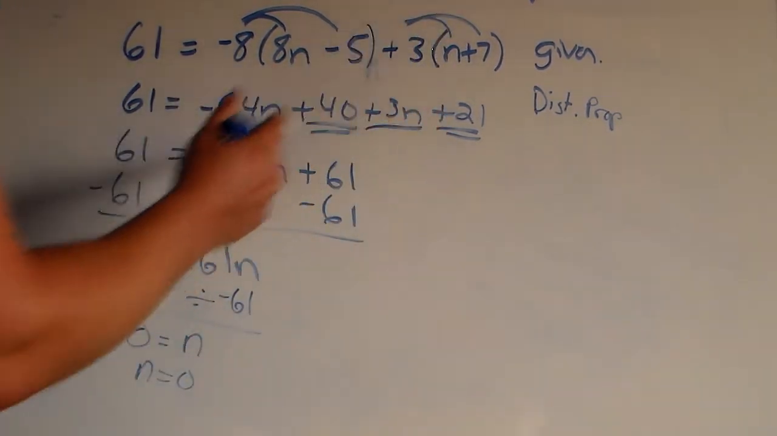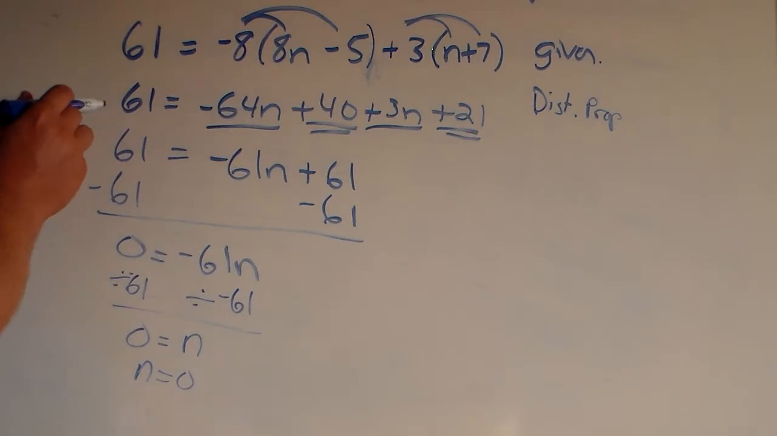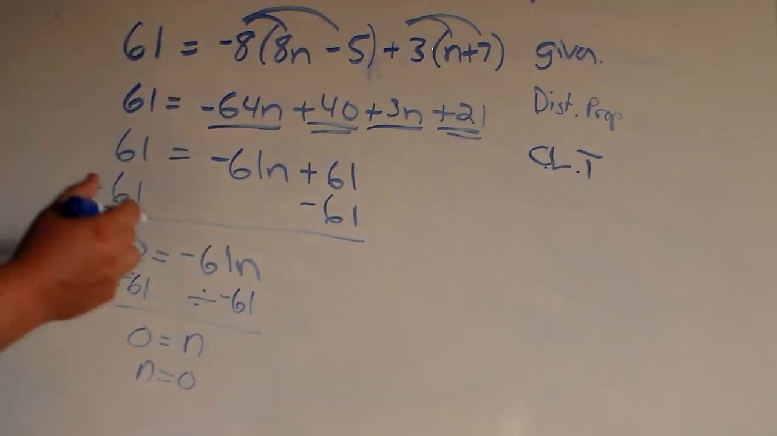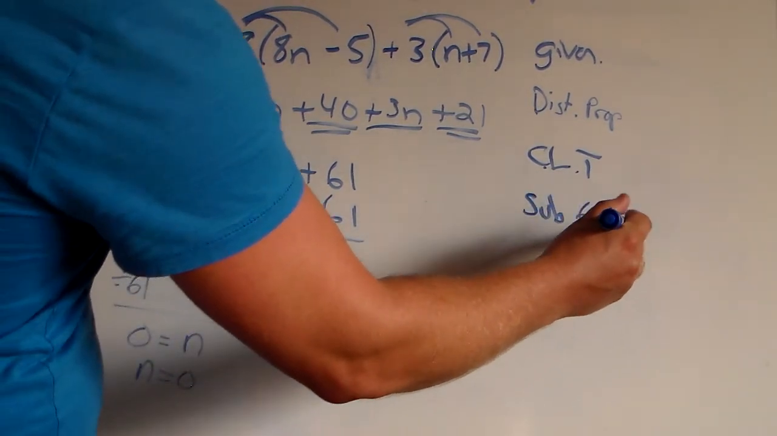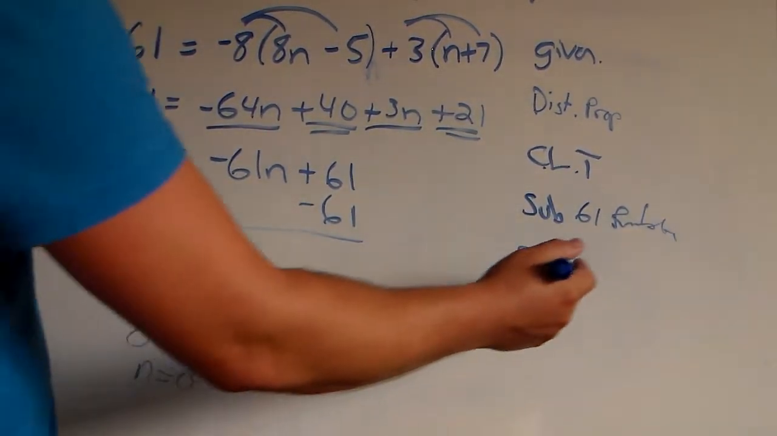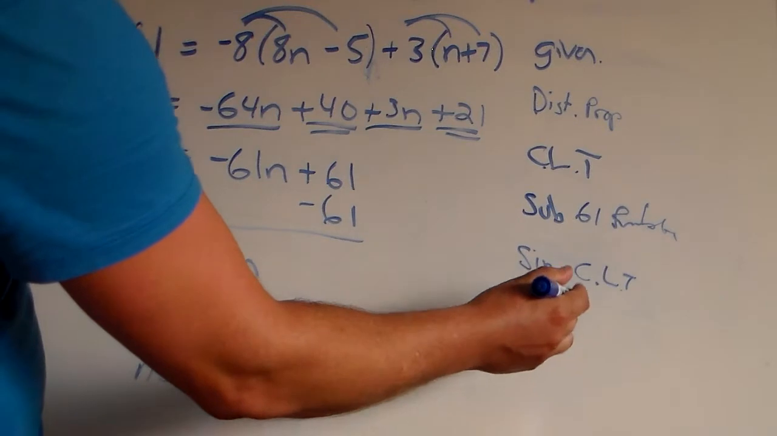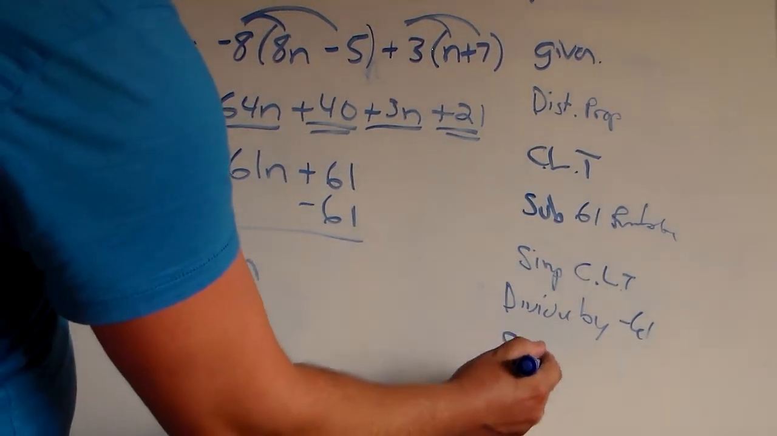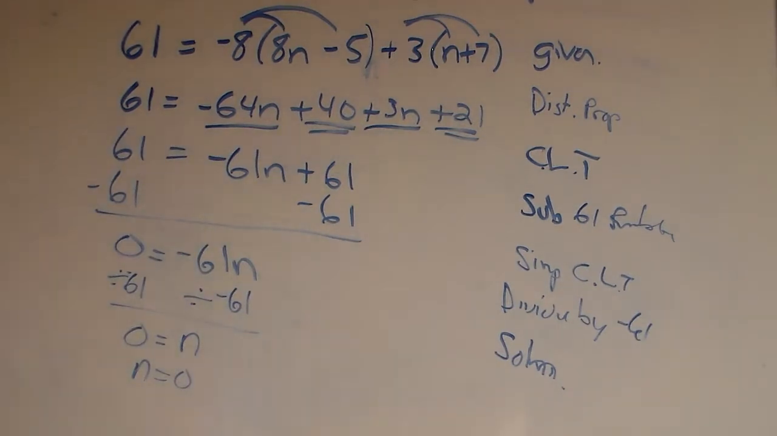And that's our solution. So from the top, our top line is given. We go from the top line to the second line. We did the distributive property. Then our second line to the third line, we did combine like terms. Then from the third line to the fourth line, we subtracted 61 from both sides. I simplified it by combining some like terms. Then we divided by negative 61. And then we have ourselves our solution of n equals 0. And that's problem number 8.